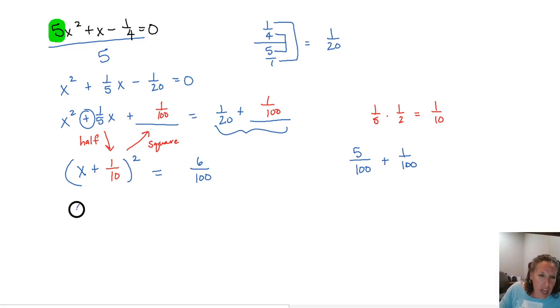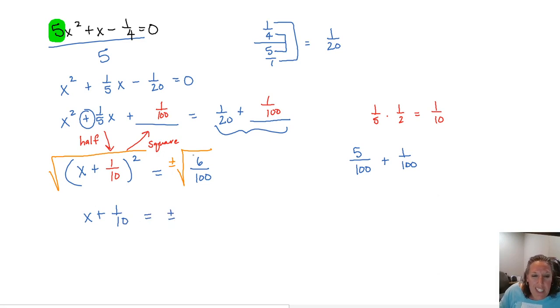And we can reduce that 6 over 100. Actually, you know what, I'm going to leave it like that for just a minute. We'll reduce it in just a minute, but since that 100 is a perfect square, let's go ahead and take our square root on both sides. So x plus 1/10 quantity squared, take the square root of that, we get x plus 1/10.